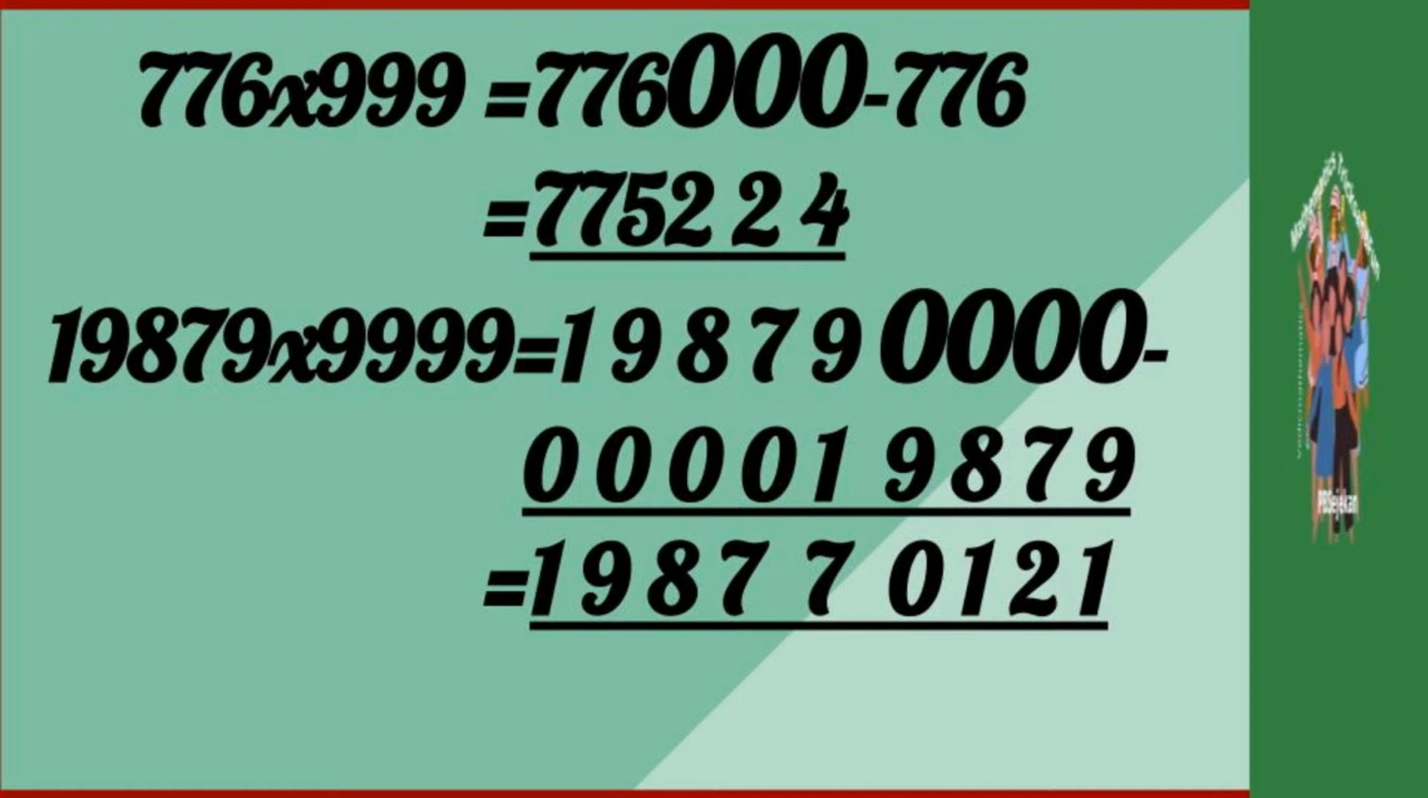In the second example, the multiplicand has 5 digits and only 4 9s on the multiply side. In such calculation, if you practice what I have taught you now, you won't make mistakes. Answer here is 198770121.